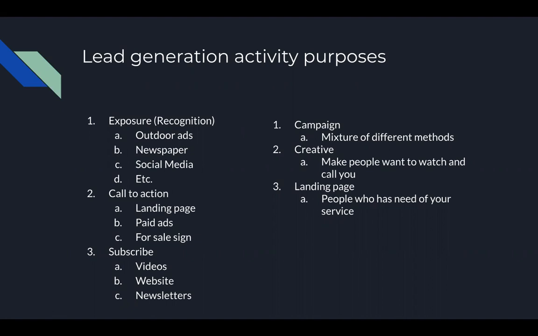Number two is call to action, like an online landing page for people to sign up, right? And paid ads like Google ads, Google marketing, pay per click. Then the for sale sign: if you have a listing in the neighborhood and people see your for sale sign and your name, at least they recognize your name, and they would call you if they want to buy a house, or probably sell their house. Then subscriptions: you can use video, website, newsletters, etc. for people to subscribe, and you can send messages out to them, right?